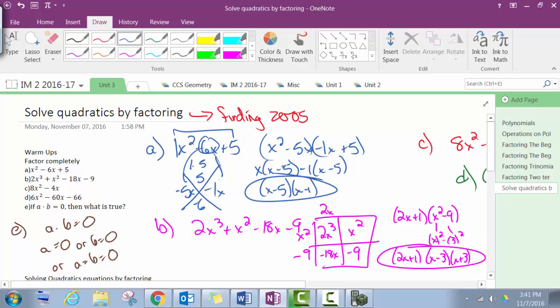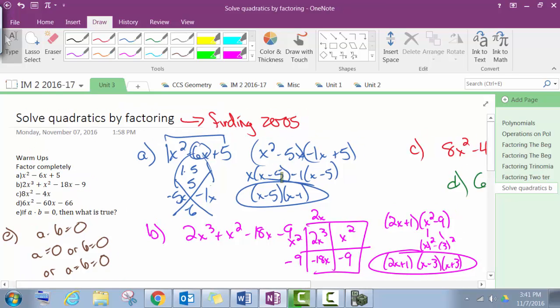We take out an x in the first pair. We're left with x minus 5. We take out a negative 1, and we're left with x minus 5 again. So these should be the same, which they are, and then our leftovers, x minus 1, goes in the other set of parentheses.